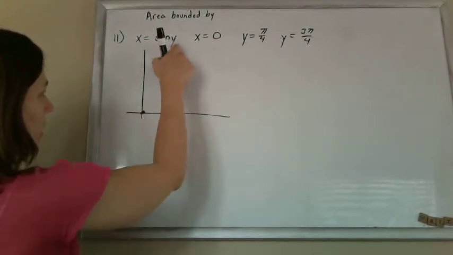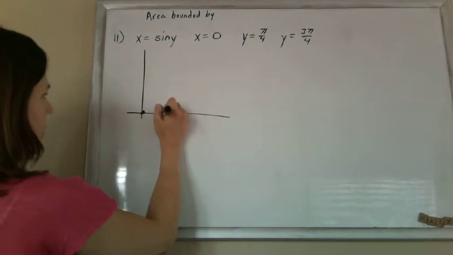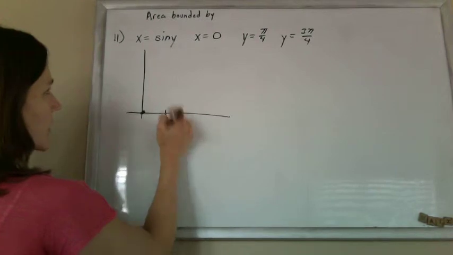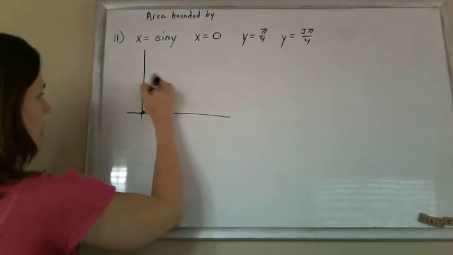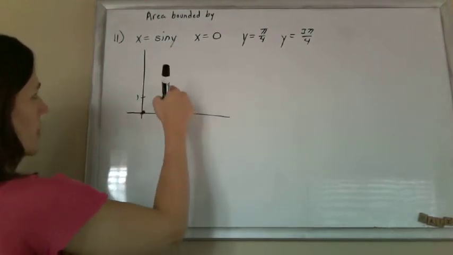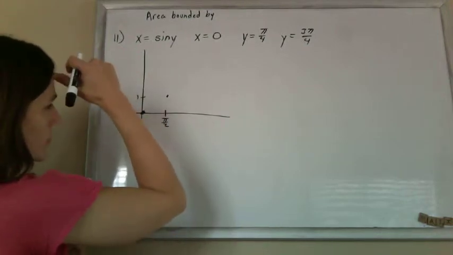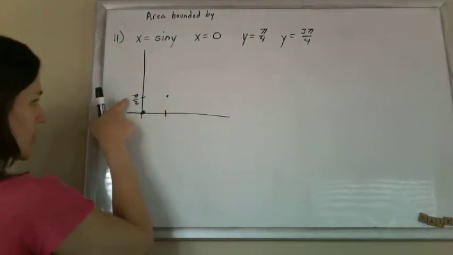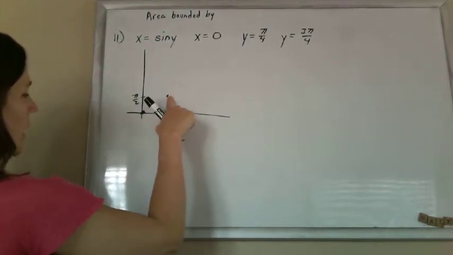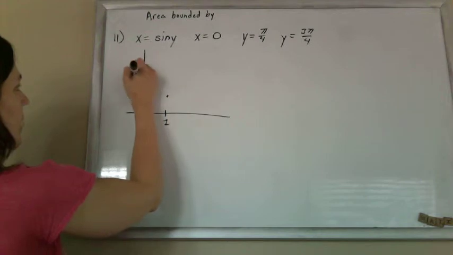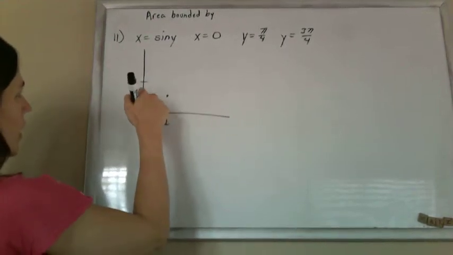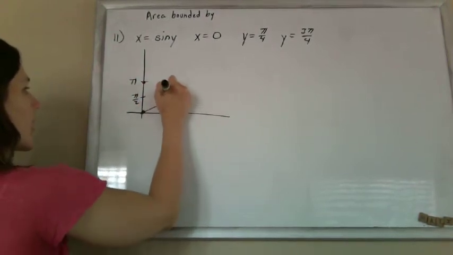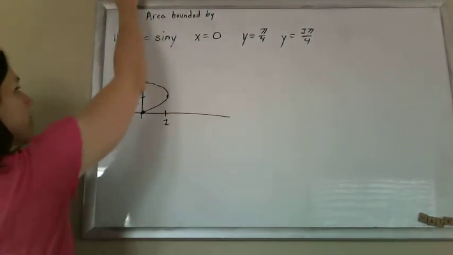If I plug in pi halves for y, I get that the sine of pi halves is a 1. If I plug in pi halves for y, I get a 1 for the x. And if I plug in pi for the y, the sine of pi is 0. So your graph is basically kind of inverted and it kind of loops up this way.